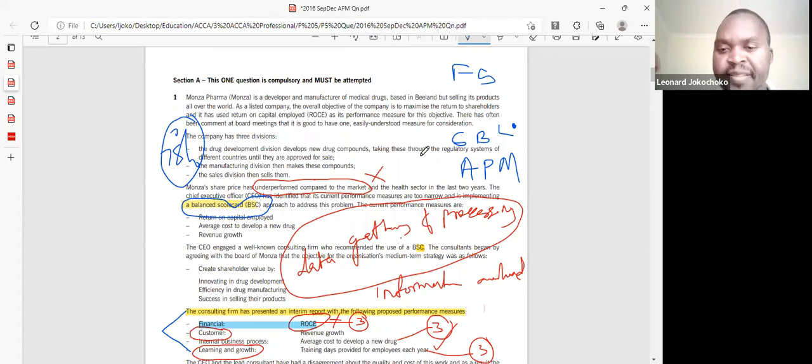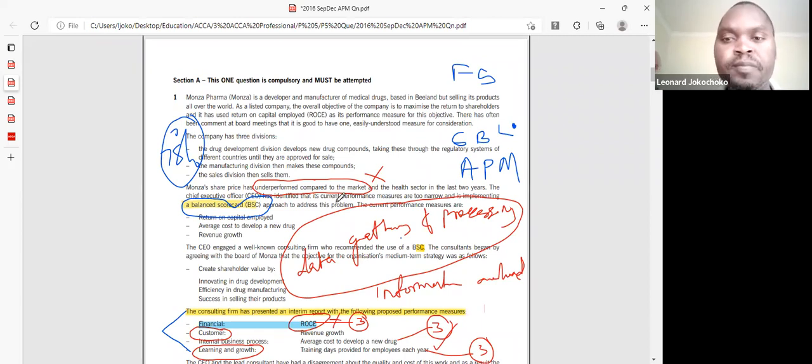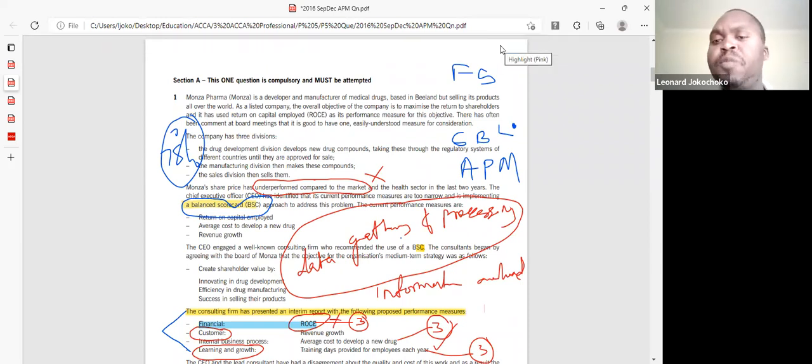The third problem is related to the cost of data gathering and processing. This is how I write my answer. The BSc increases the cost of data gathering and processing. So this is my point. I expect to get a mark for that. However, that's not a good point if you write like that. It's not enough. You have to evaluate, you have to analyze, expand on that point.